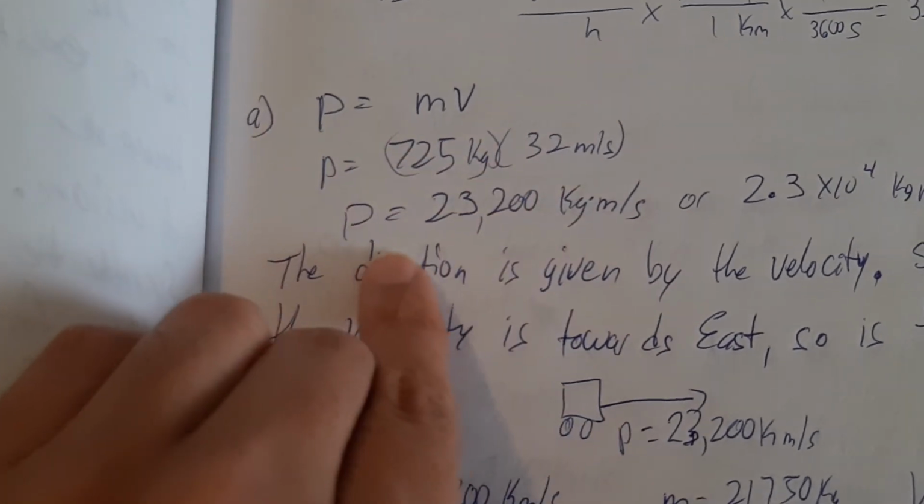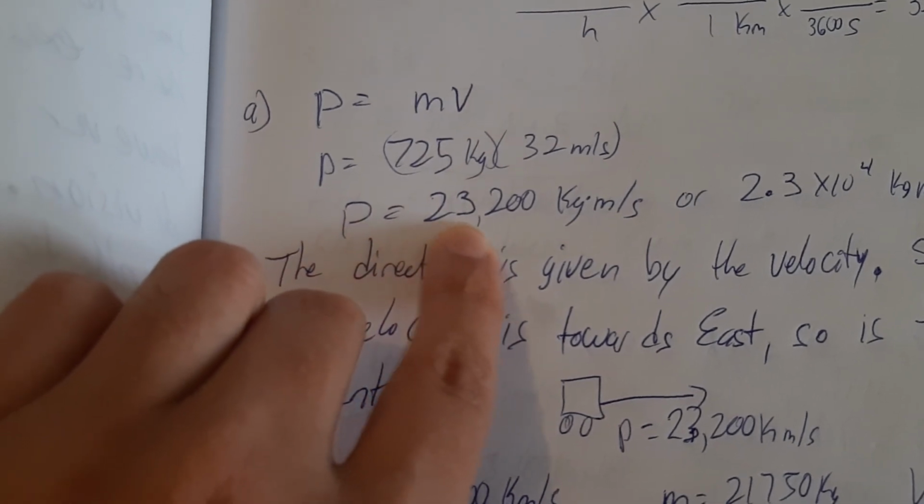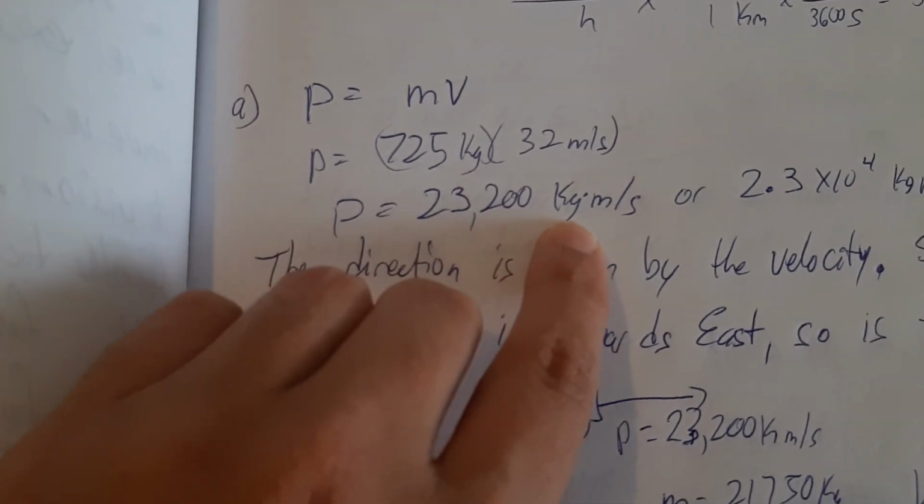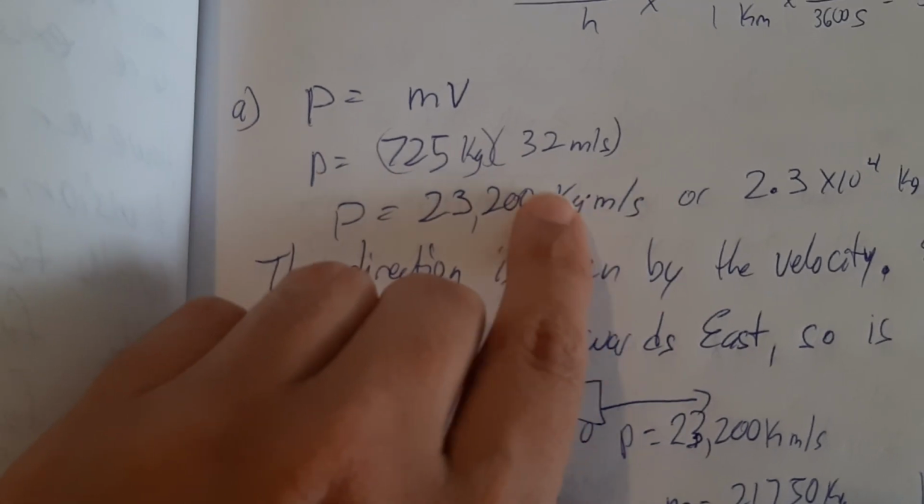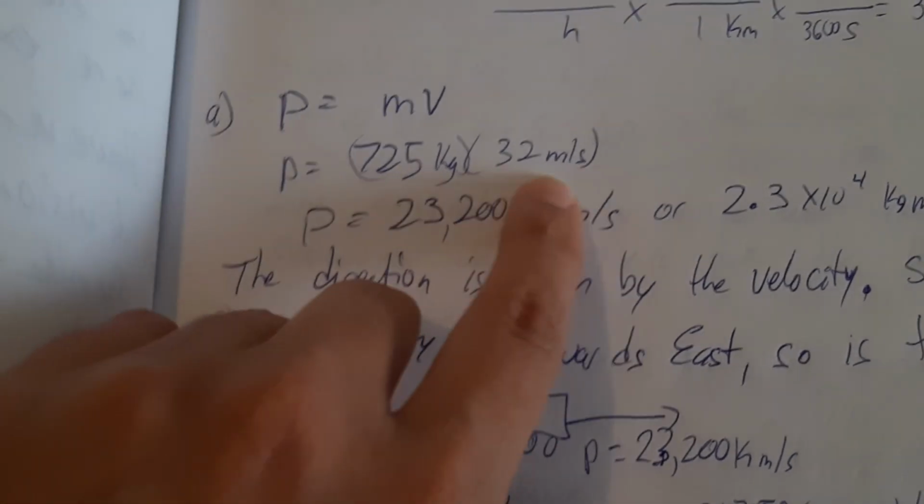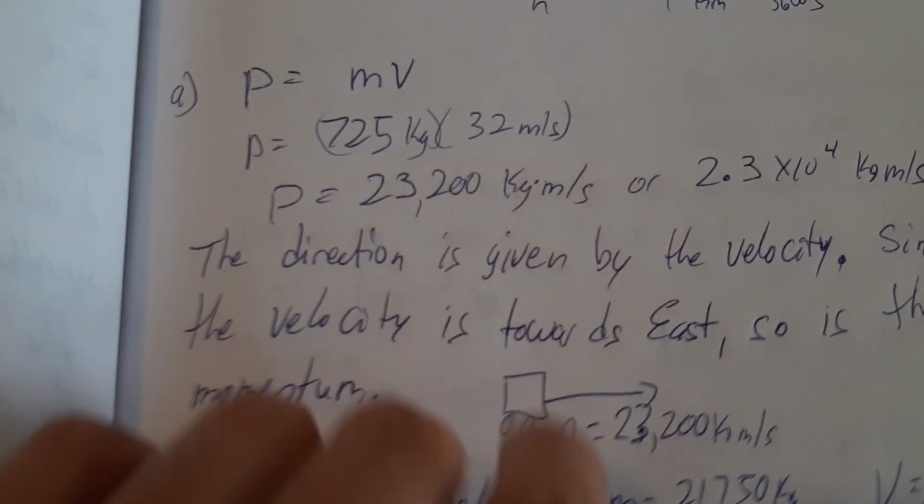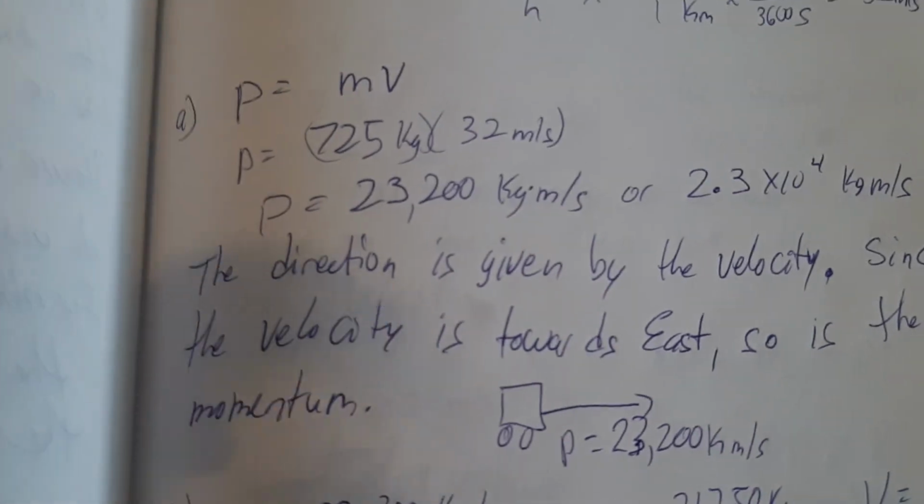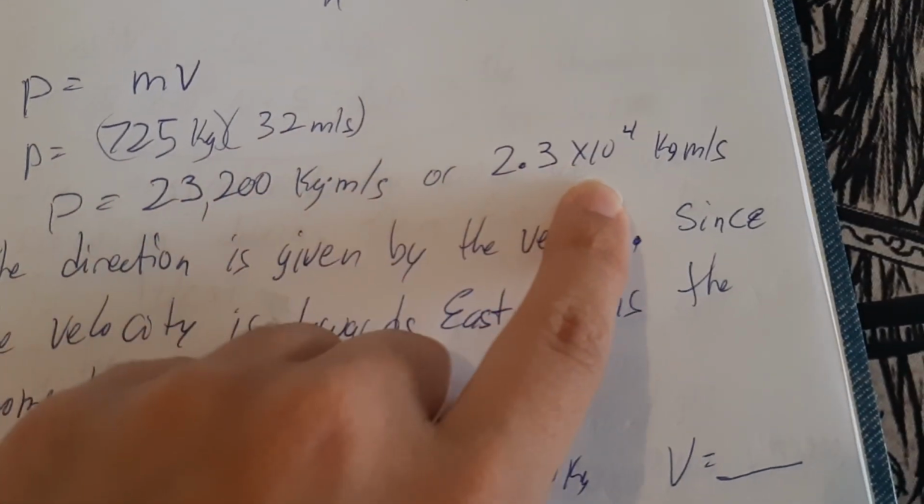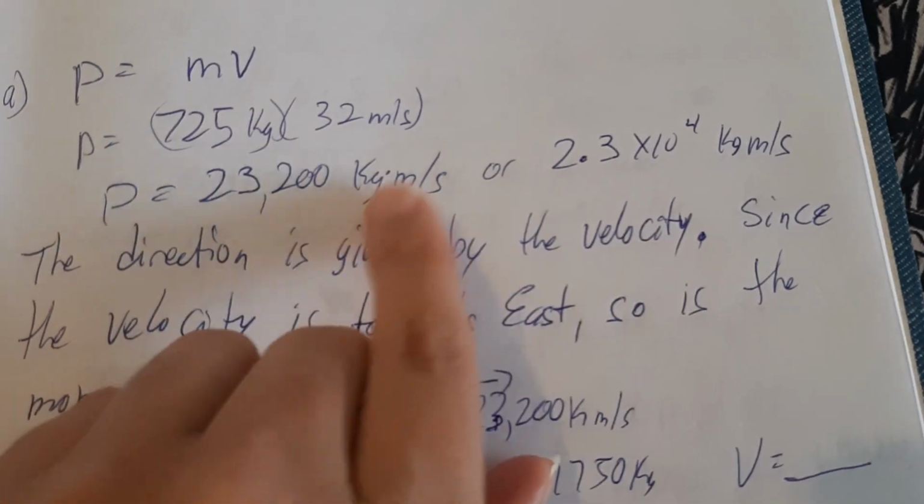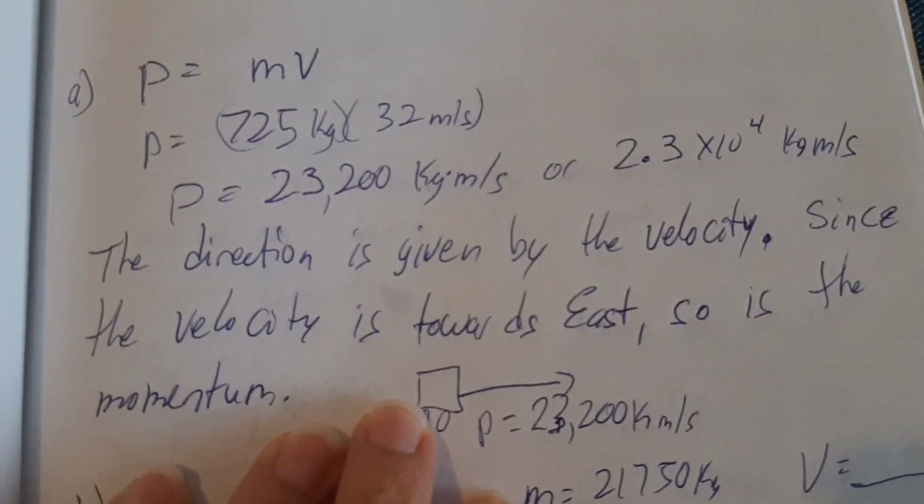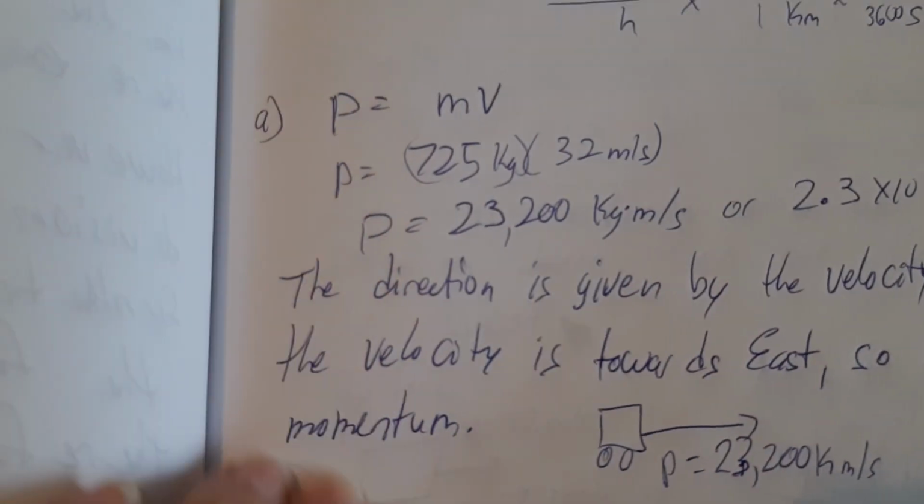When we multiply this, we have that the momentum is 23,200 kilograms times meters per second, sorry, kilogram meters per second. Which is to say also newtons times seconds. We're going to see that later on. We could also write this in scientific notation shown here. Either of these two results is correct, okay? And that's all for the part A.